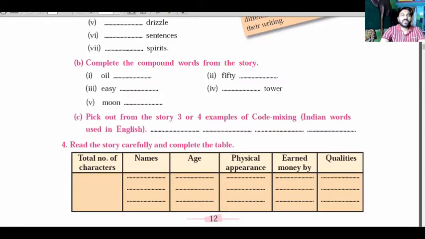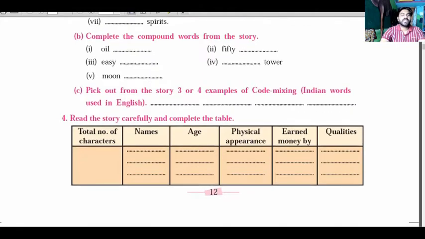So the first compound word is oil. What can we write there? We can write oil rich. Okay, this is the compound word, oil rich. Then second is 50. So what can we write there? 50 rupee. This is the compound, 50 rupee. Then third, easy. Easy going. Then fourth we have to write there clock tower. Then fifth, moonlight. So this is the B activity.